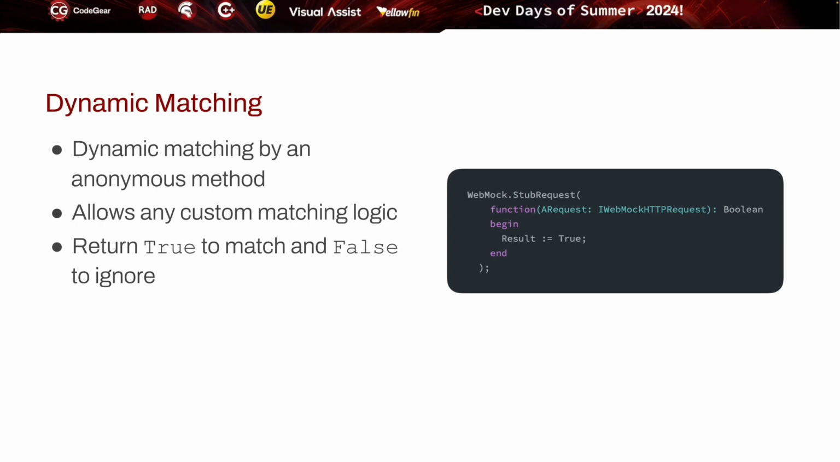And this is what it looks like. So stub request, instead of the string parameters, we pass it this function with a request argument, which is a WebMock HTTP request, and it returns a boolean, and you just say result equals true if you want it to match. So you can inspect the content of the request argument there, and if you like what you see and you want to match against it, then you just return true. Otherwise, return false, or do nothing. False is the default behavior.